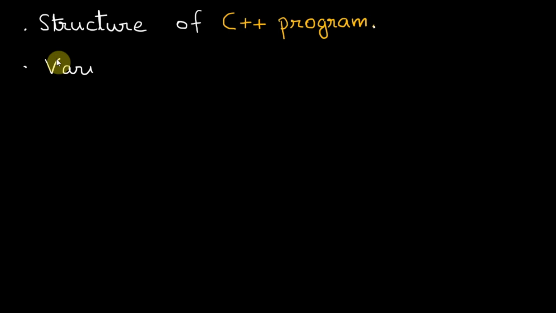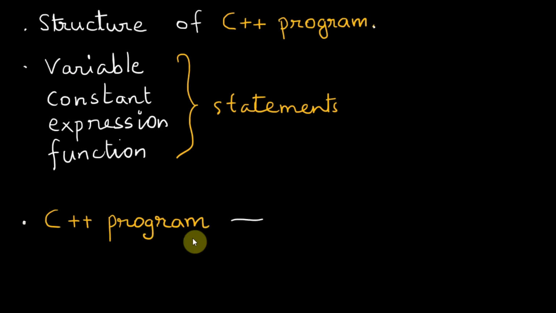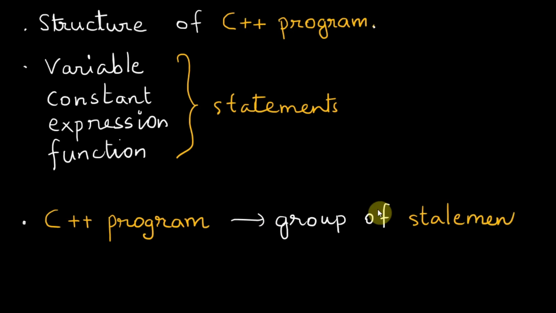In this video, I want to discuss the general structure of a C++ program. All of your programs must follow this structure or you will get errors. Every variable, constant, expression and function in C++ is called a statement. So basically, a C++ program is a group of statements or instructions for the computer.